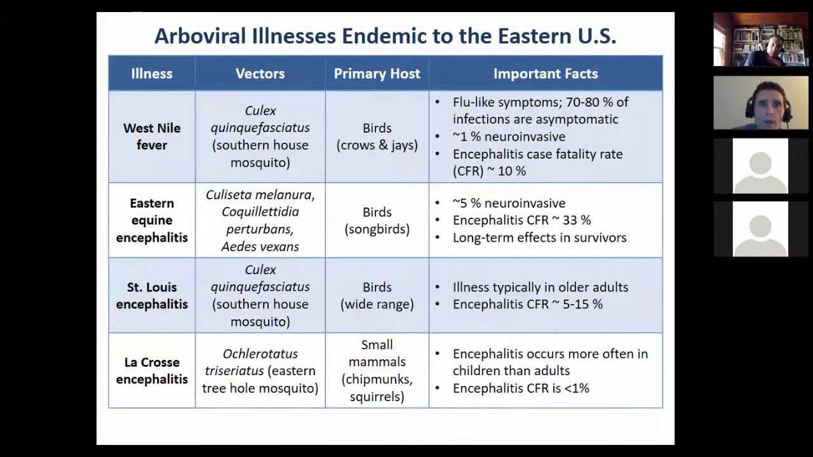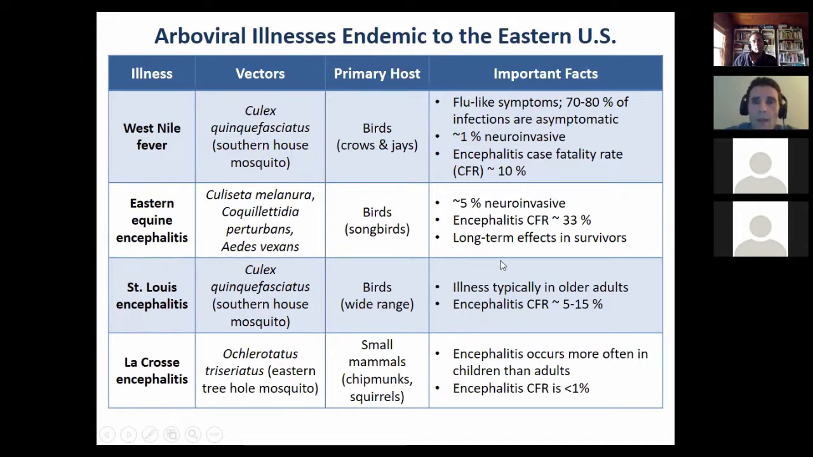All right, these are arboviral illnesses that are endemic to the eastern United States, and I apologize to people logging in from the west. Some of these, you do have Western equine encephalitis. It's very similar and follows similar transmission dynamics, and of course you have West Nile. So these slides do apply to you as well. West Nile is definitely the most common among all of these. I should point out the different columns here: the illness on the left, the principal vectors, the primary host, and then some important facts.